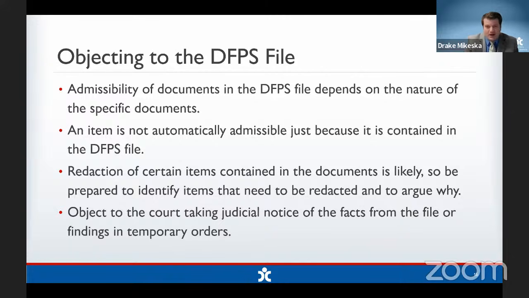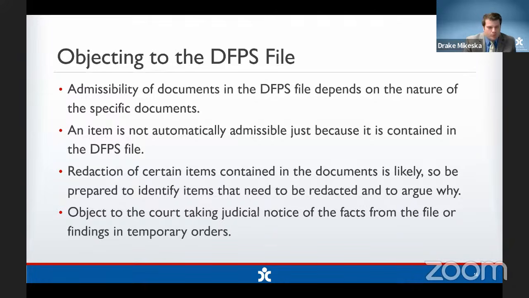But because those files are made up of the collection of other documents. Whenever you do request the DFPS file, you're going to get a redacted copy of it. So if you think that you need an unredacted copy of it for specific items in there, you need to be able to address that with the court, argue why you need a clean copy of the file versus the redacted file. And then object to the court taking judicial notice of the facts in the file or findings in other orders.